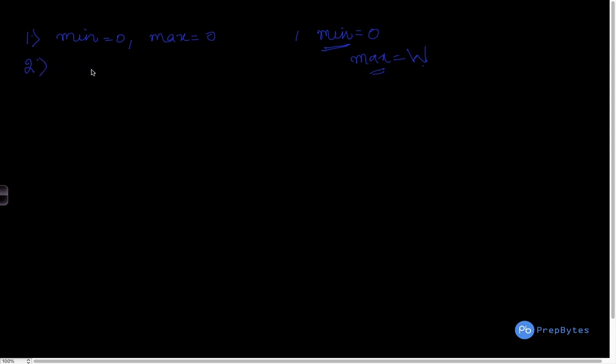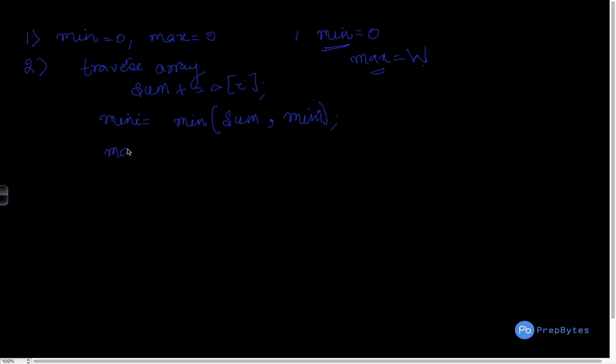Okay. Now what we do is, we traverse the array and keep a count of sum, where the sum is going to be the sum plus A of I. Now we will keep on updating our minimum and maximum. So our min is going to be, let's keep it mini. Mini is going to be min of sum, comma, mini. And maxi is going to be max of sum, comma, maxi.